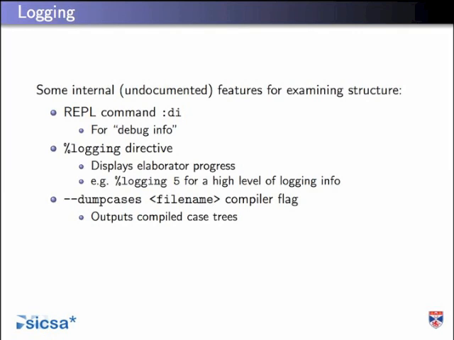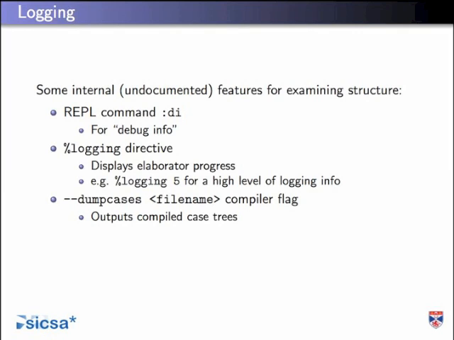Anyway, I'll tell you about a couple of undocumented things. The reason I tell you about these undocumented things is not because I'm documenting them, but because you can use these to get some idea of what's going on inside the system, what programs actually look like when compiled to TT. So there's a command at the REPL called DI, which stands for debug info. Normally that gives you a dump of what's happening.